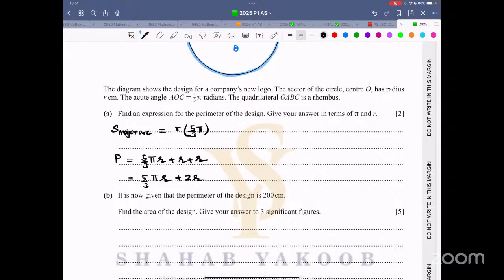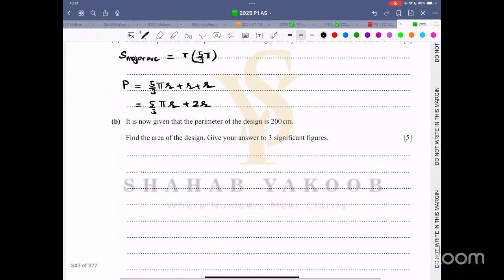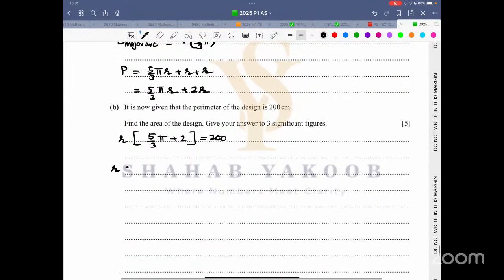It is now given that the perimeter of the design is 200. Find the area of the design. So what is the first thing that needs to be done? The first thing that needs to be done is to find r. So now take r common. That is (5/3 pi plus 2) r equals 200. So r is 200 divided by 5/3 pi, 3.142, plus 2.